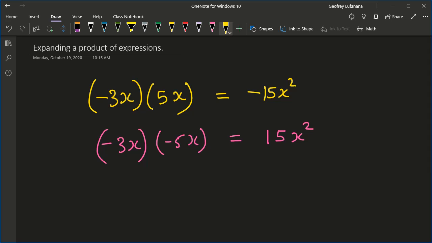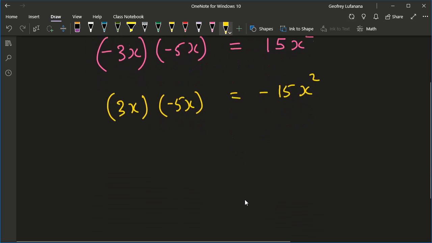If I had 3x and negative 5x, I would get the same thing as the first one, because 3 times negative 5 is negative 15 and x times x is x squared. This is important because we are going to meet it a lot.